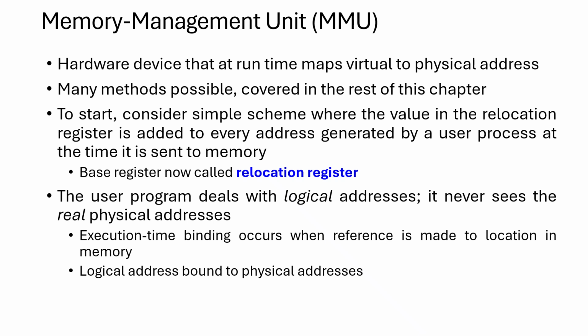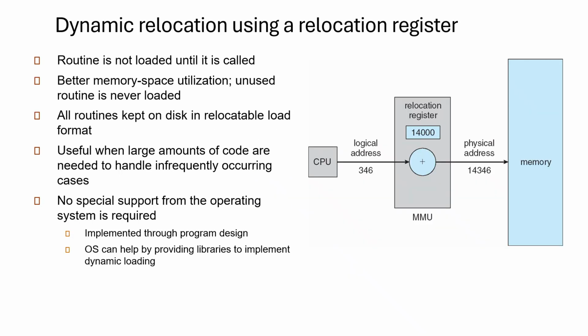The execution time binding occurs when a reference is made to a location in memory. The logical address is bound to a physical address. Then dynamic relocation using a relocation register. See, this is the CPU, and the logical address is 346. If the starting address is 0, then this will be 346. If the starting address is 14,000, then what may be the exact address? This will be added with this, so it will get 14,346.